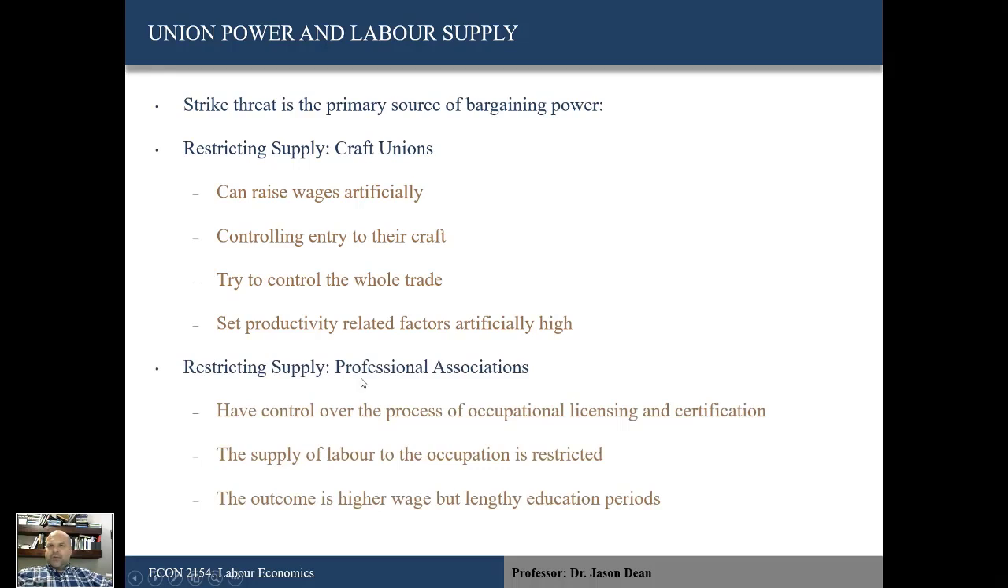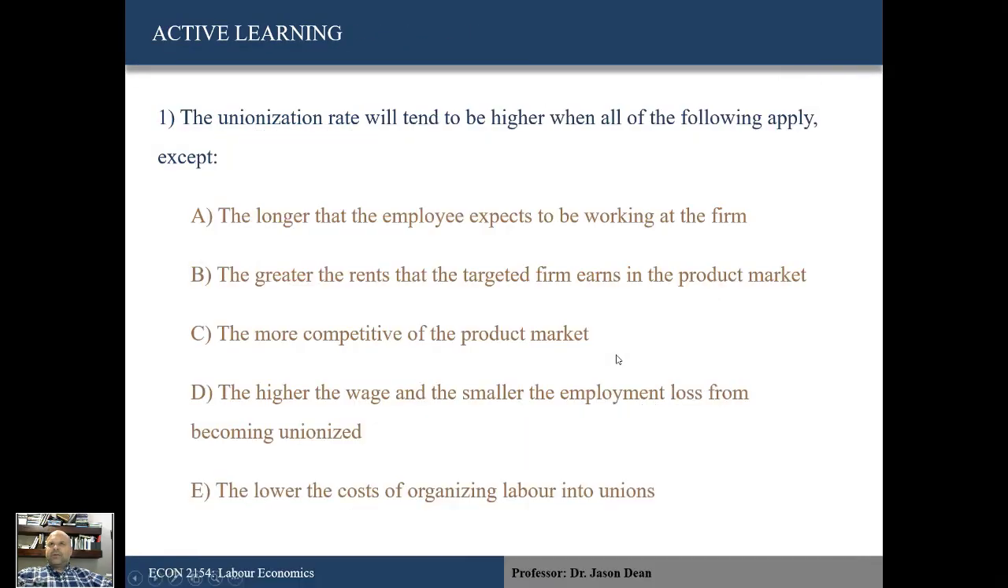Professional associations also do this. So they have control over the process of occupational licensing and certification. So maybe like electricians or doctors would fall under this. The supply of labor to the occupation then is restricted. And so, of course, the outcome is a higher wage, but more lengthy education periods.